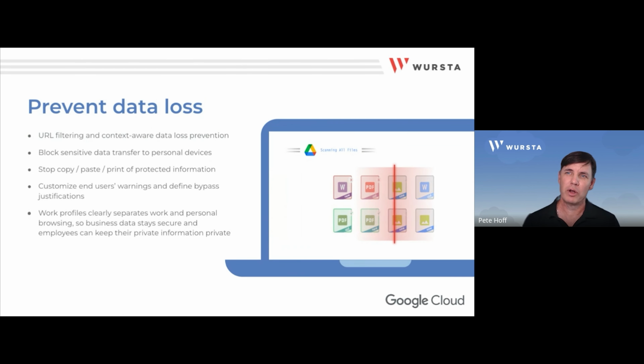And we know that many organizations want to take a more proactive approach to data security. With Beyond Core Enterprise, you can leverage Chrome to protect your information and enable data loss prevention. This includes control over what users can upload, download, print, save, copy, and paste. There's also real-time phishing protection, malware deep scanning, and zero trust access to SaaS applications. It's also possible to customize end users' warnings and define bypass justifications.